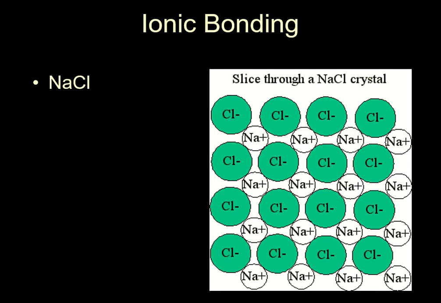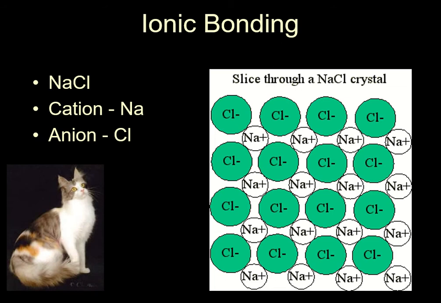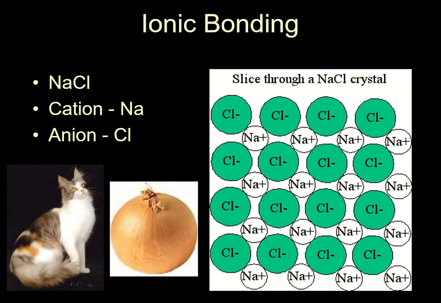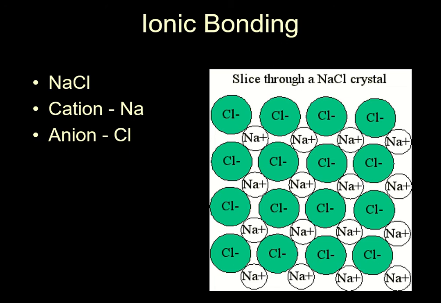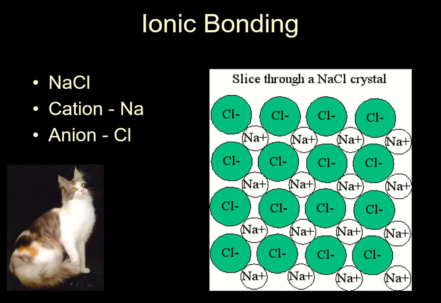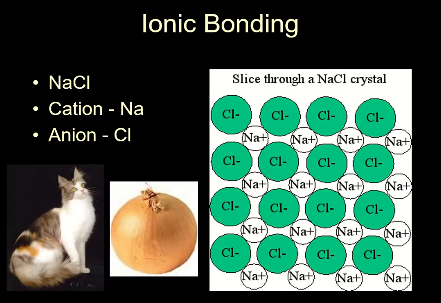So here's an example: sodium chloride, salt. The cation on the left is soda, and the anion is chlorine. So this is very simple and relatively easy to understand. For you to remember this, I come up with this little aid, which is the cat and the onion. Okay? So the cat is on the left. The onion is on the right.